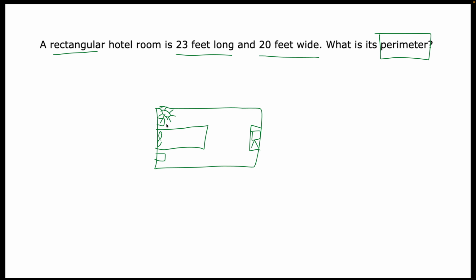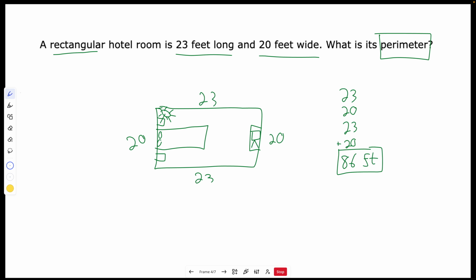They tell you it's 23 feet long, so 23 goes here, 20 feet wide. And remember, it's a rectangle, so that means that the opposite side is 20 here, and the opposite side is 23 here. And now we just find perimeter by adding up all of our sides. And once you've added up all your sides, you get 86 feet.